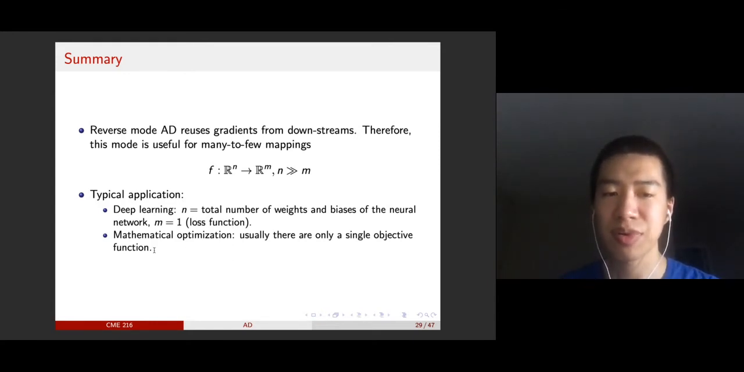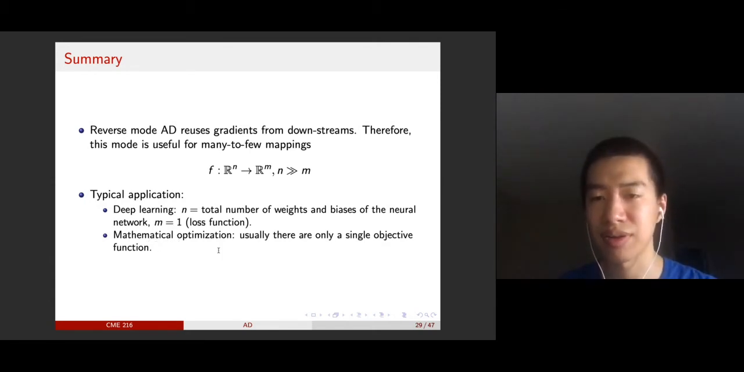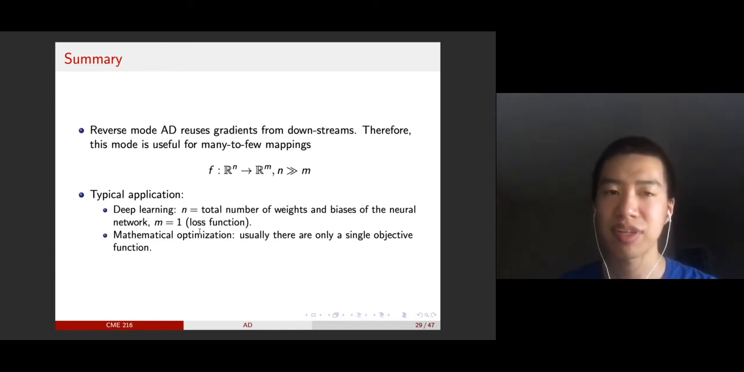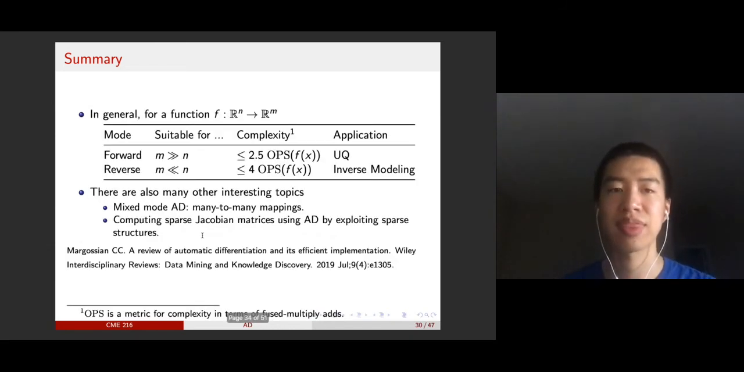So in inverse modeling, what we use most is this kind of idea: we formulate a single loss function or objective function, and then we may have a lot of free optimization variables. So reverse mode AD is most relevant. This is a summary for both reverse mode and forward mode AD. Forward mode is very suitable for the case where you have a lot of output variables but just a few input variables. And reverse mode is very suitable for the case where you only have, for example, one objective function or very few outputs.